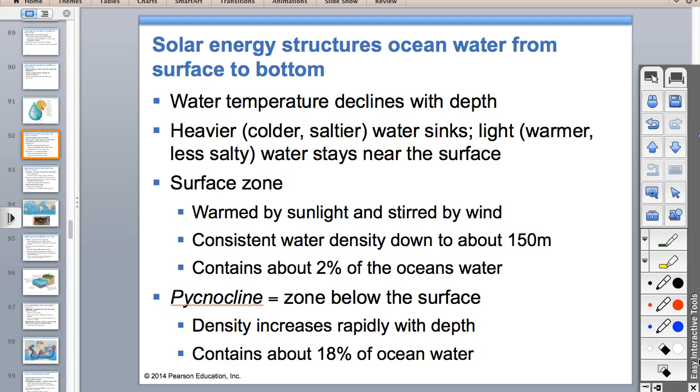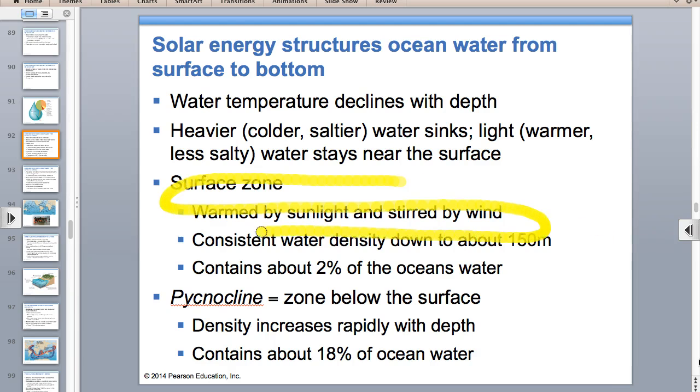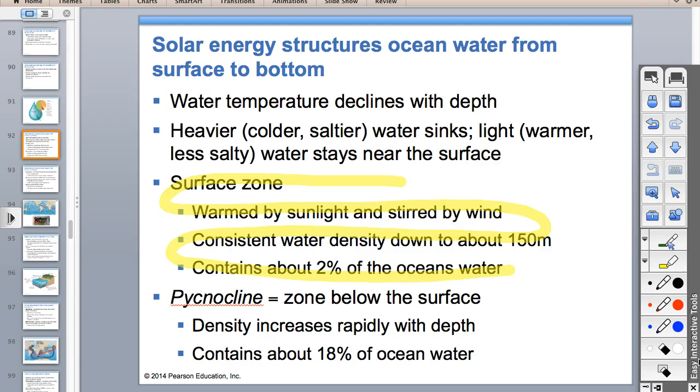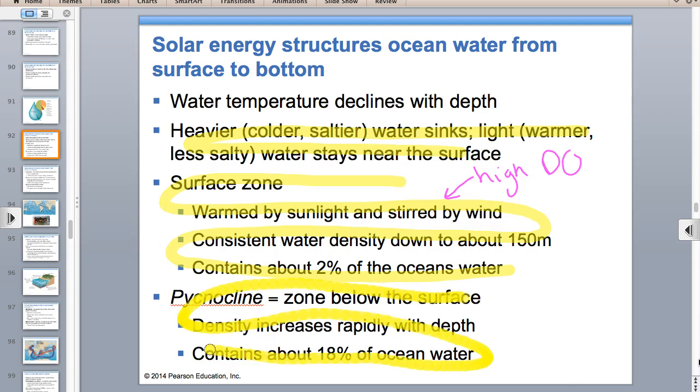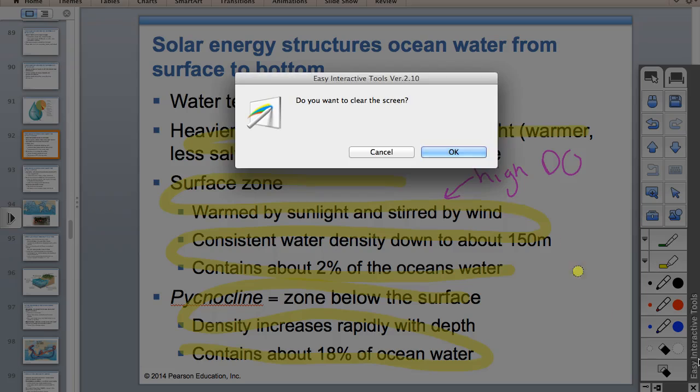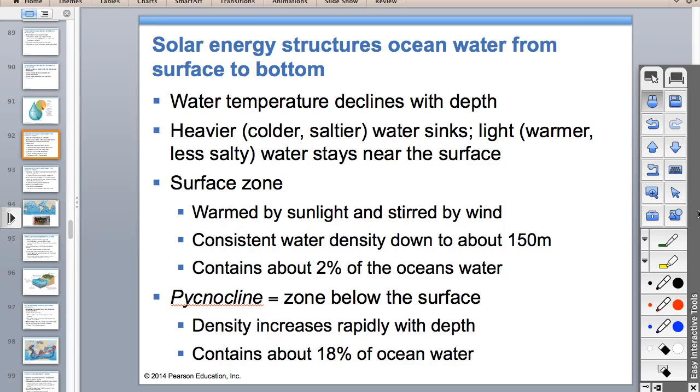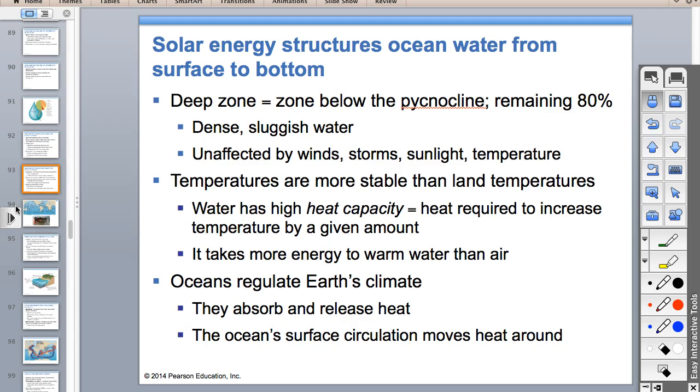So anyway, there's that. Oh, here's all the stuff I just talked to you about. There's the surface. It's warmed by the sun and stirred by the wind. Because it's stirred by the wind, it has high dissolved oxygen. We just wrote all this down. And like I said, that pycnocline is this sharply changing area of density. All right. So the deep zone is the zone below the pycnocline.